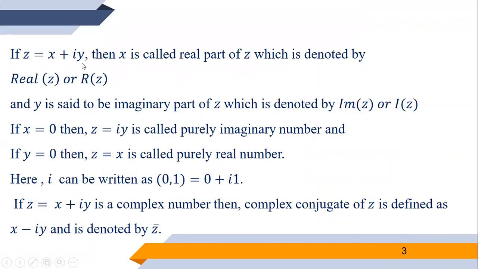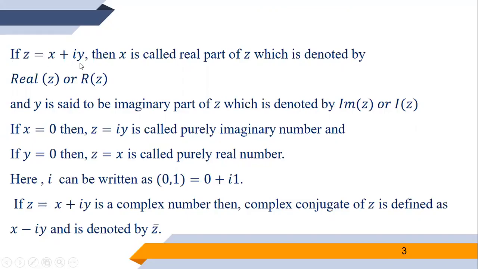If z is equal to x plus iy, then x is called the real part of z, which is denoted by Re z or R of z, and y is said to be the imaginary part of z, which is denoted by Im z or I of z. So again, if z equals x plus iy is a complex number, then x is the real part of z and y is the imaginary part of z.